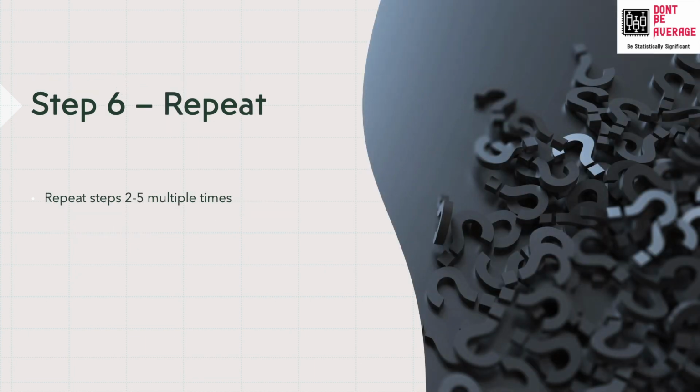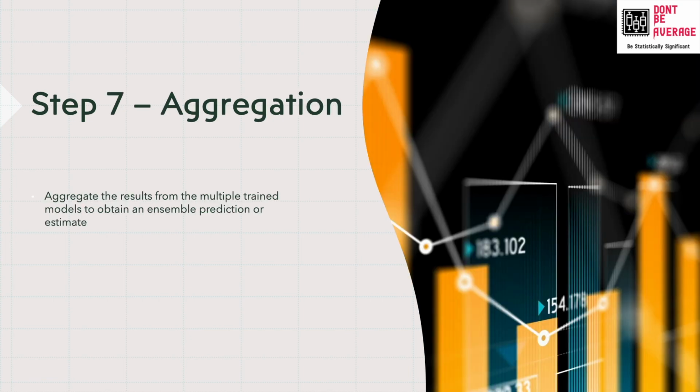Step 6, Repeat. In step 6, we basically repeat steps 2 to 5 multiple times to generate multiple bootstrap samples, and then we train corresponding models and evaluate their performance. Step 7, Aggregation. In this step, we aggregate the results from the multiple trained models to obtain an ensemble prediction or estimate. That is all about what is bootstrapping in machine learning and how it is done.